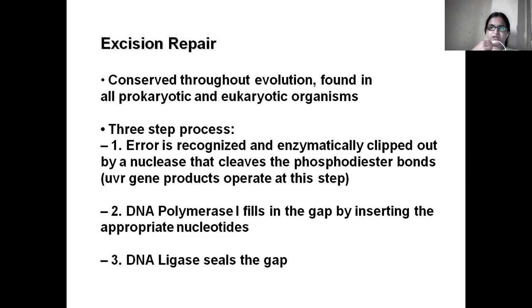In this excision repair, there are three steps. One is that the error is recognized and enzymatically clipped out by a nuclease that cleaves the phosphodiester bonds. Here UVR gene products operate at this step.